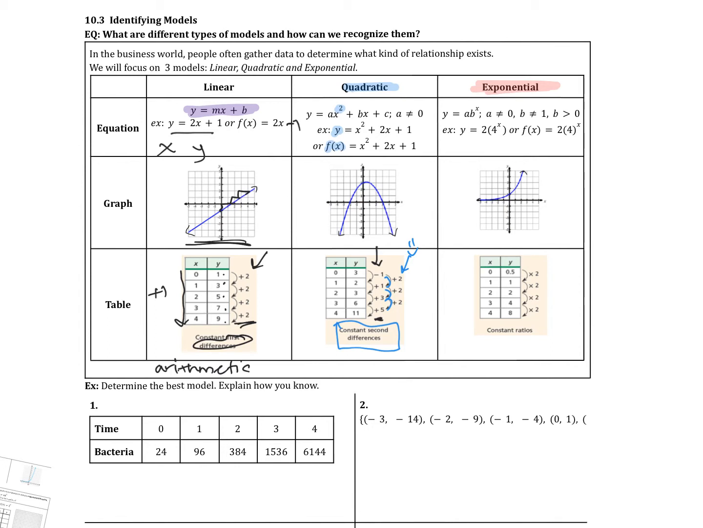And that's what we're going to spend a lot of the rest of this unit talking about, is modeling exponentially. So let's get a little bit of information about an exponential function. It is of the form y equals a times b to the power of x.